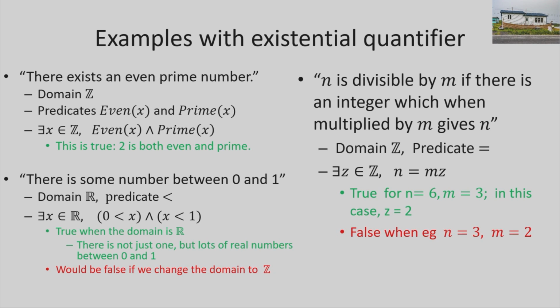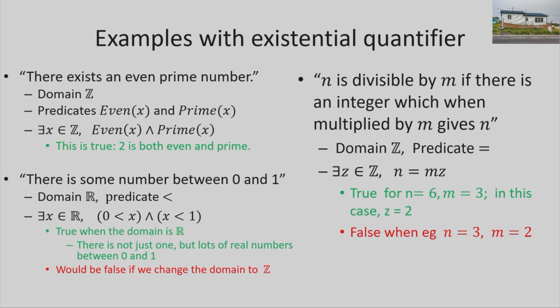Let's try another example. When we talk about numbers being divisible, we could define what it means to be divisible like this. A number n is divisible by a number m if there is an integer which gives n when you multiply that integer by m. So for example, 6 is divisible by 3 because there is a number, 2, that you could multiply by 3 to get 6.